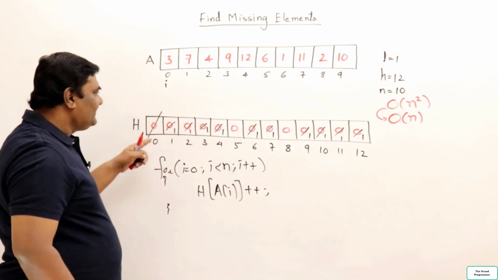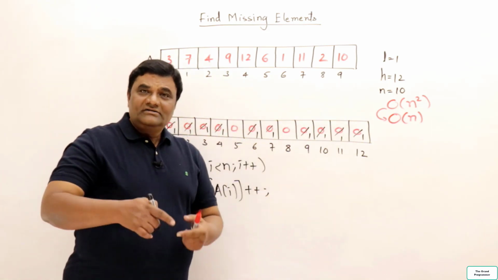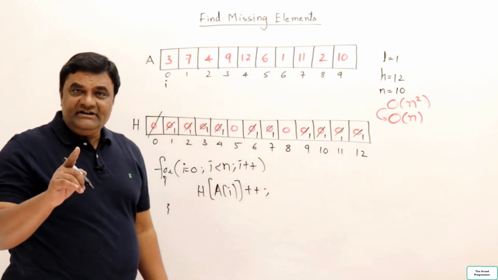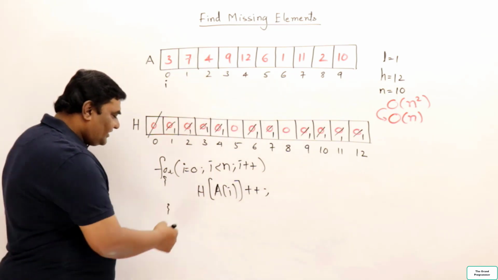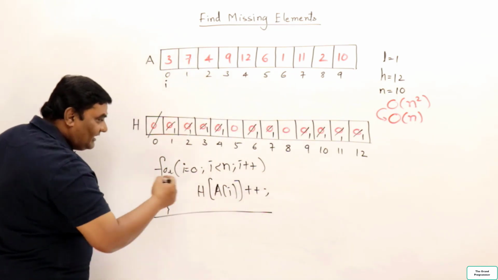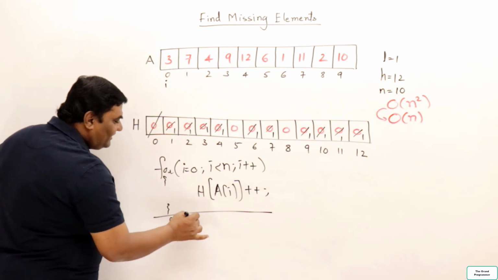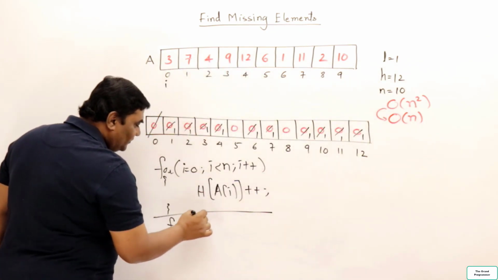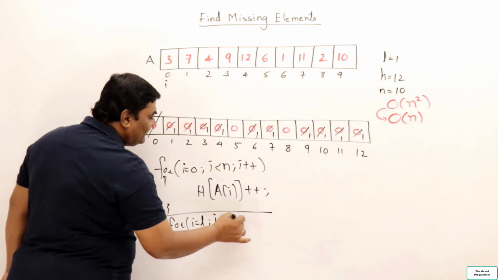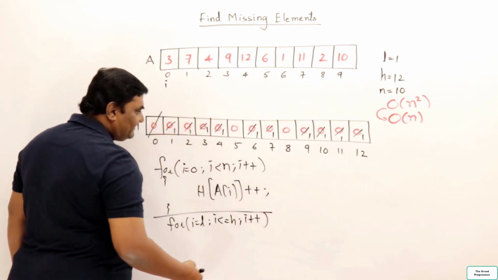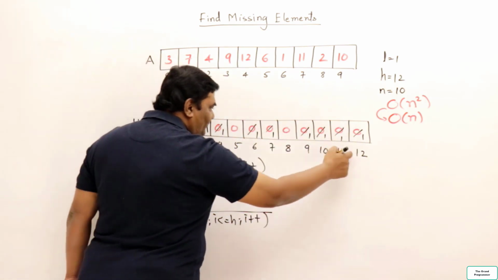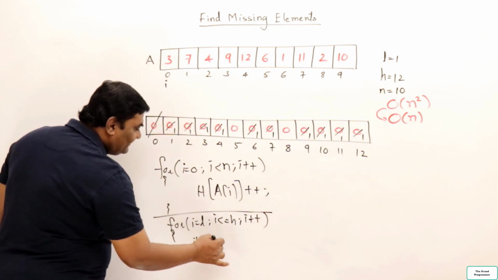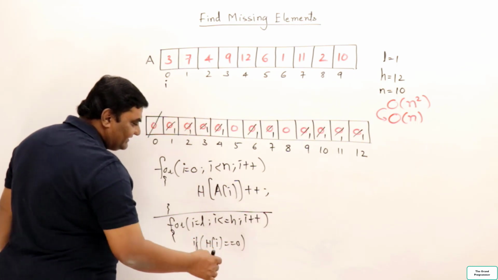So this for loop will increment wherever the element is found. Then I have to scan through this array and find the missing element. Wherever it is 0, that element is missing. Simple. So I will write one more loop. After this, the next for loop, for i assigned, I should start from which element? From low, and i is less than or equal to high, i plus plus. So I should start from 1 and go to 12. Then every time I should check if h of i is still 0, which means the element is not there.